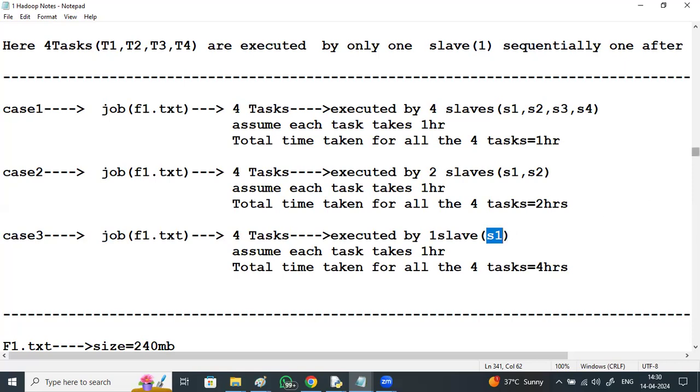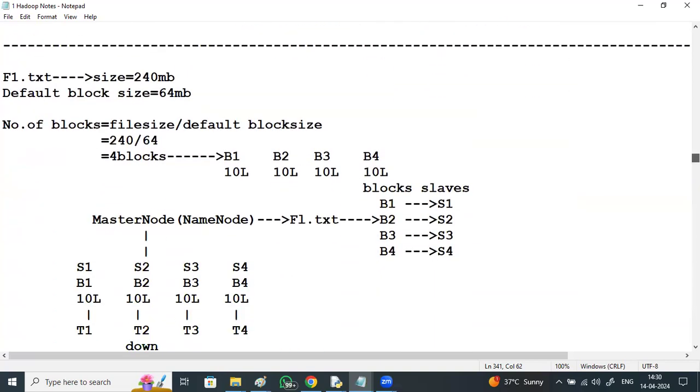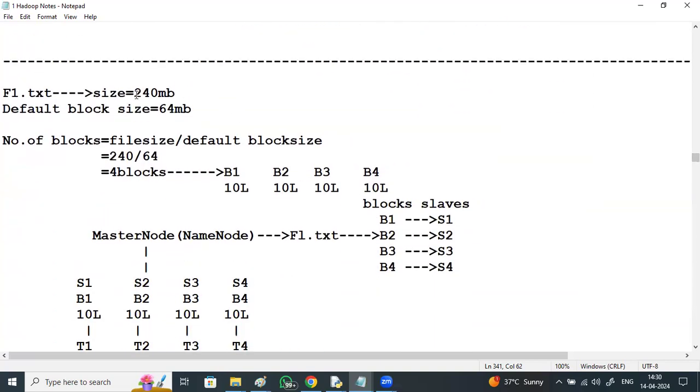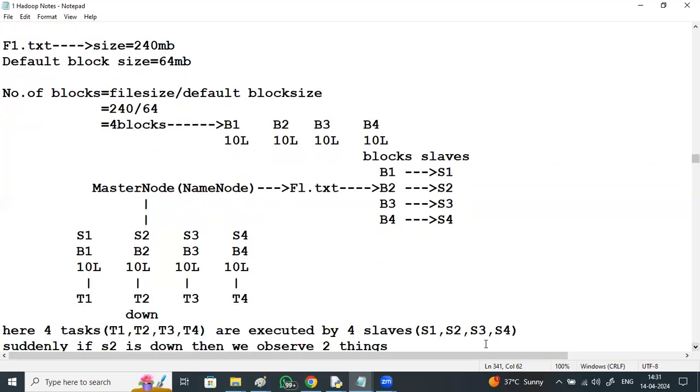Observe case one; go back to case one. A file of 240 MB, four blocks, four slaves, S1, S2, S3, S4. Four blocks are stored in four systems, with four tasks, T1, T2, T3, T4. When the four tasks are executed by the four systems, suddenly S2 is down. That means 10 lakh records are lost. When system 2 is down, 10 lakh records are lost.